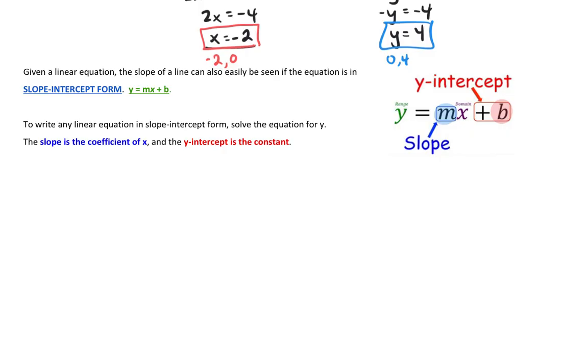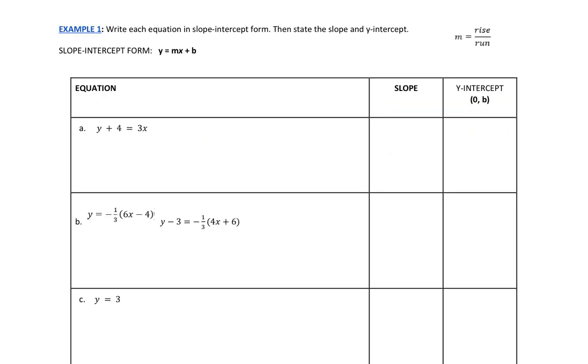Okay, makes sense. So if we go here, we're going to write each equation in slope-intercept form. So we're going to be given a form that's not in slope-intercept form, and we're just going to manipulate it to get it into that format. And then we're going to state the slope and the y-intercept.